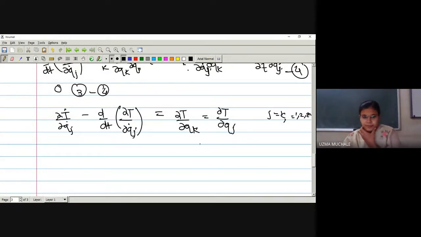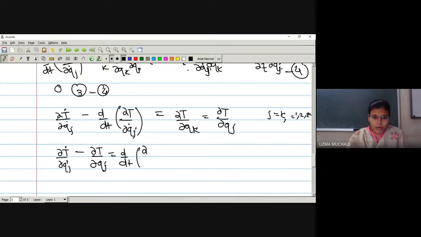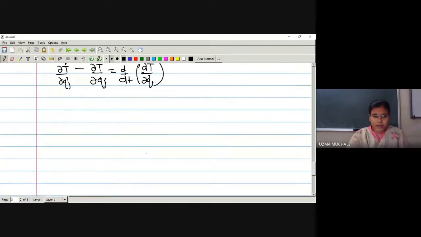So let me write down this as minus dou t by dou qj. Right, what I have done, this term dou t by dou qj, here I have taken. In this term I will keep here, this will be d by dt of dou t by dou qj dot. Okay, so this term we have got.